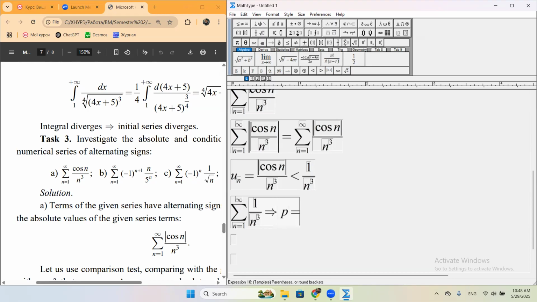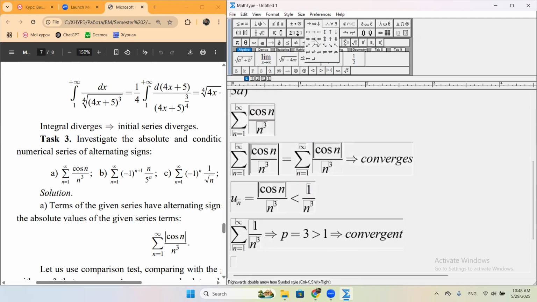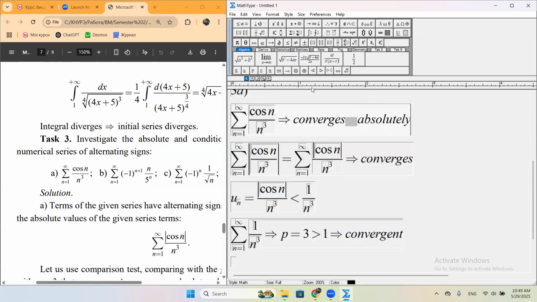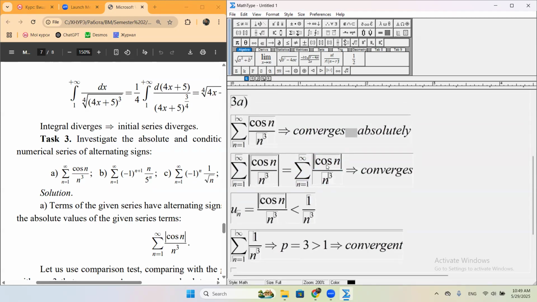It is convergent. The power equals 3 and it is greater than 1, so this generalized harmonic series is convergent. So it means that this series is convergent, and the initial series converges absolutely, because of modules. Any questions about this exercise?